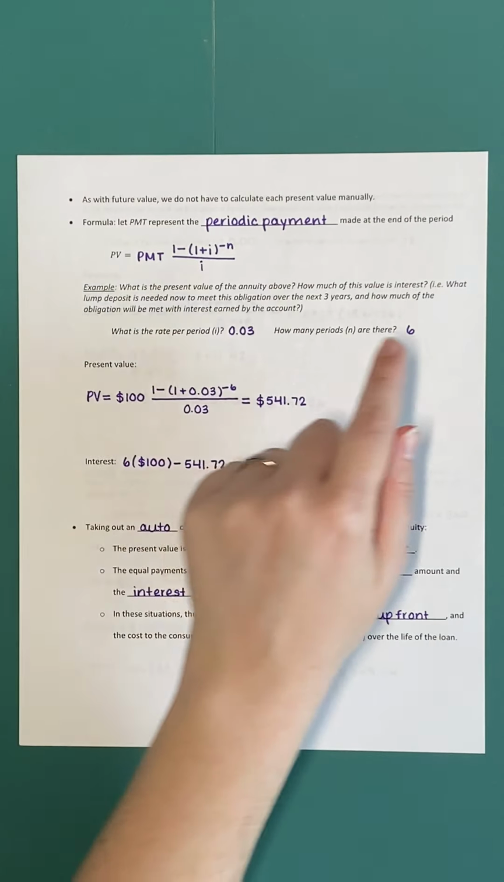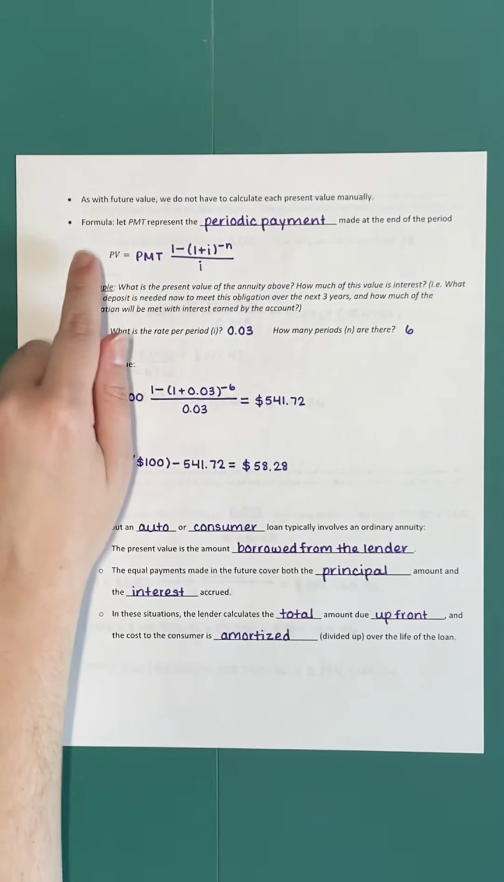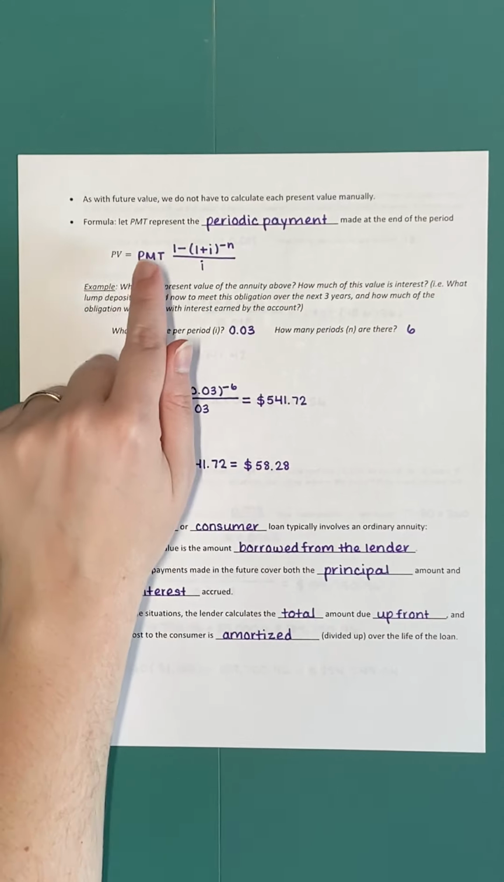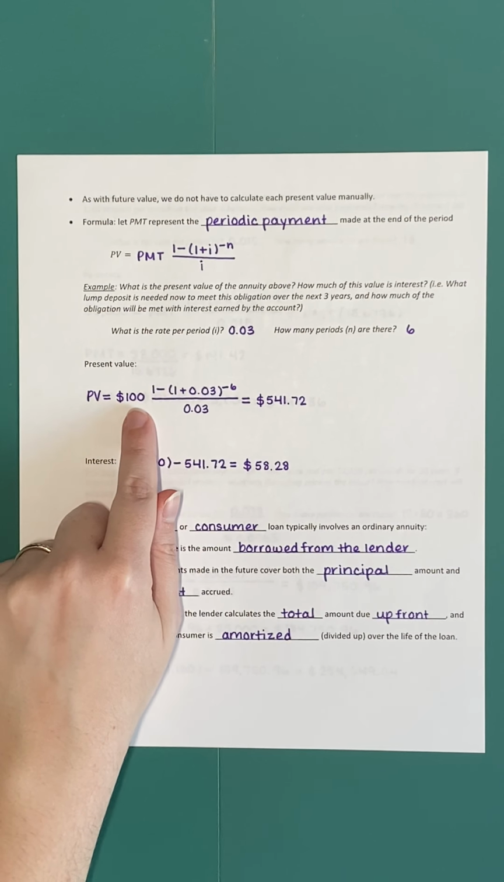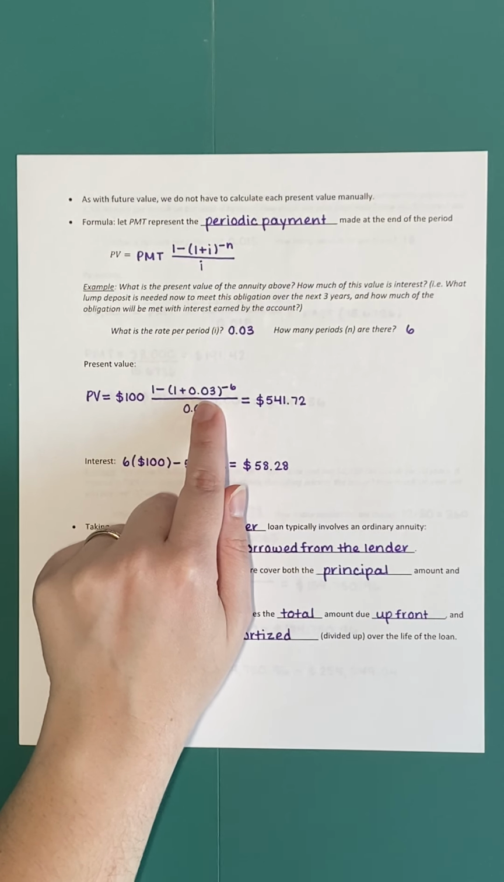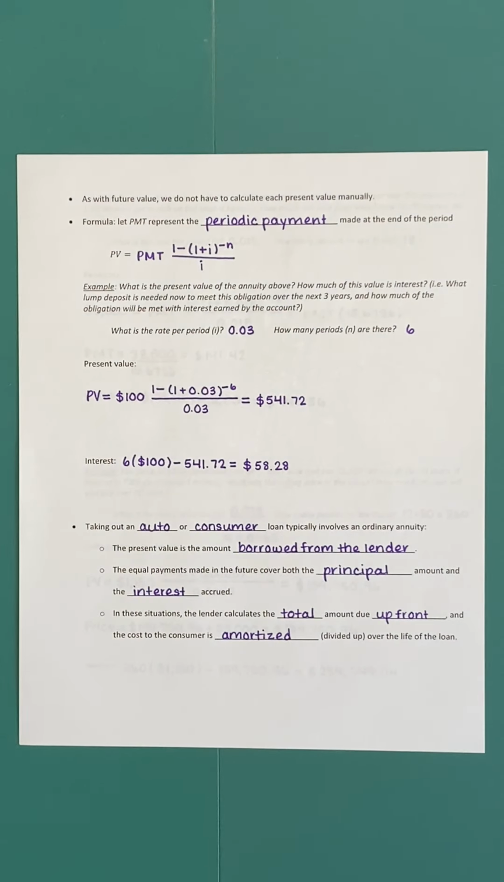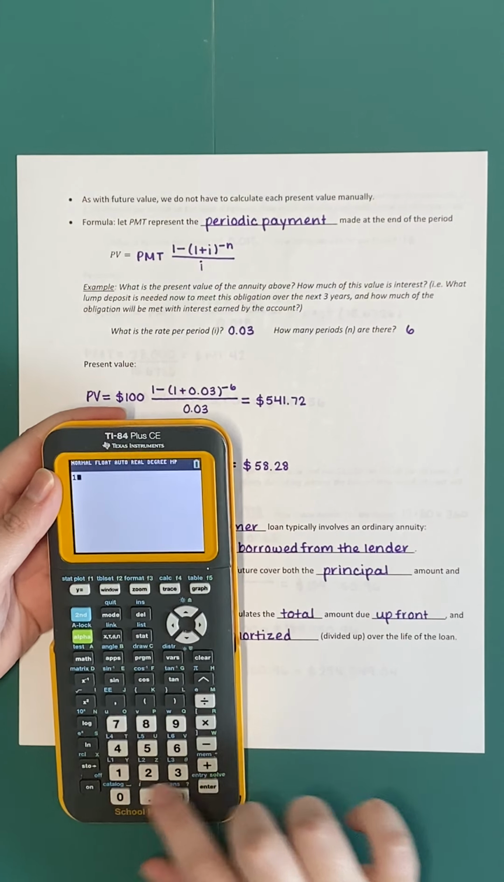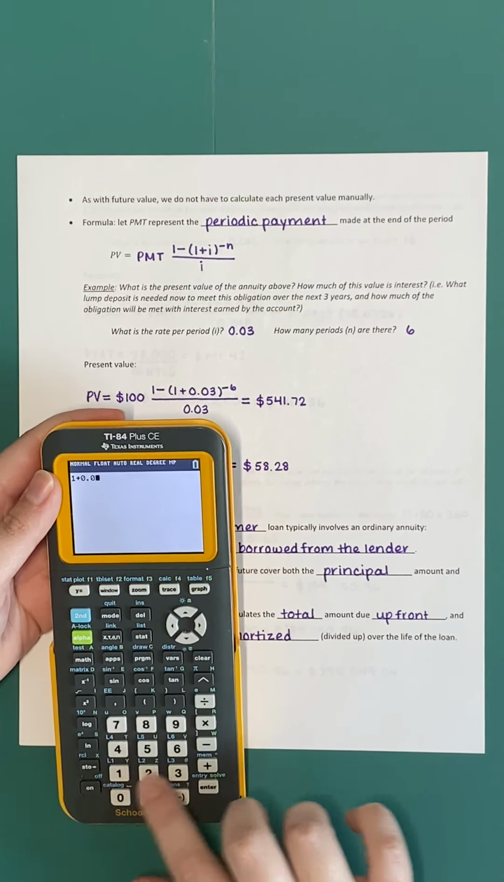Now we know our rate per period, we know there's going to be 6 periods. All we need to do is plug that into our formula. So our payment, our withdrawal, is going to be $100, and then our interest rate per period, 0.03, and the negative n is going to be -6 in this case. So just like before, let's go one operation at a time. So we'll start in the numerator, start inside parentheses. So 1 plus 0.03. Okay, now we're raising that to the -6 power. So raise that to the -6 power.